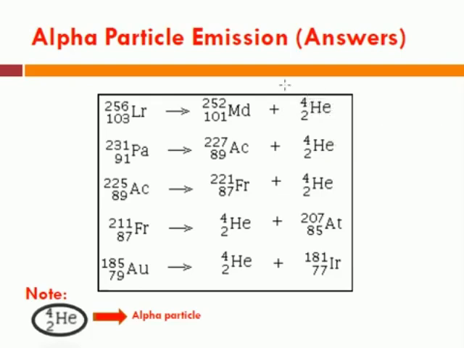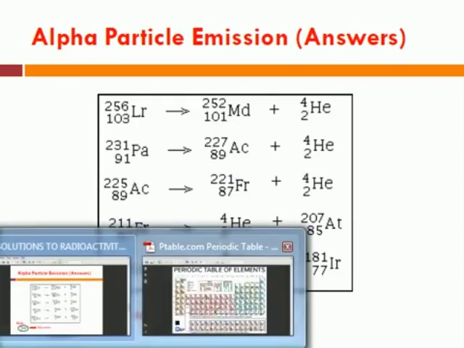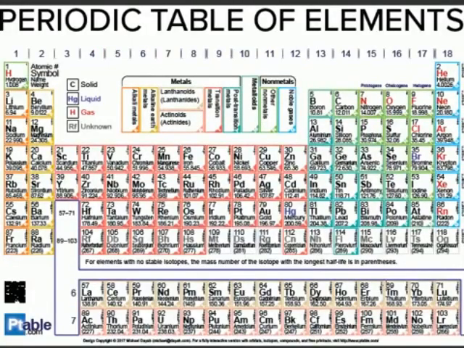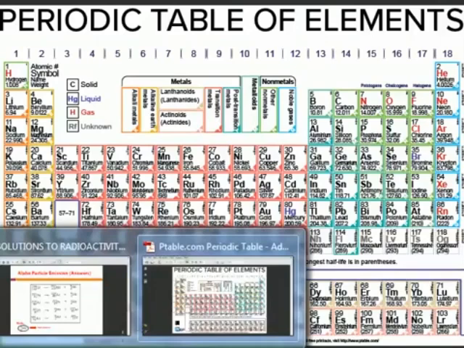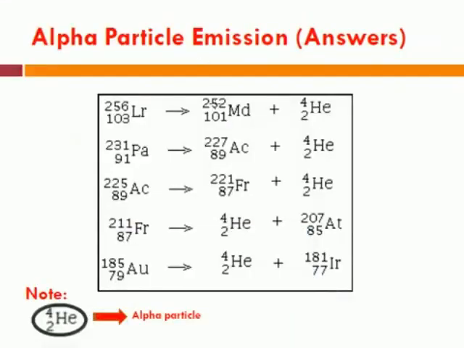Subtract 4 from the mass number here. So 256 minus 4, so we have 252 here. 2 minus 103, so that is 101. Then find the element with atomic number of 101 in the periodic table. So 101, that is here, so that is mendelevium. Okay, so that is the answer for number 1.